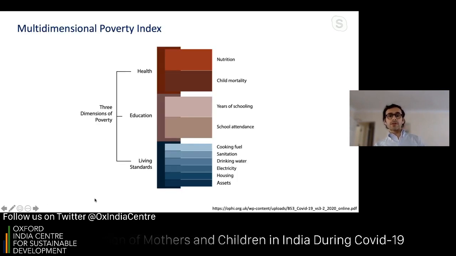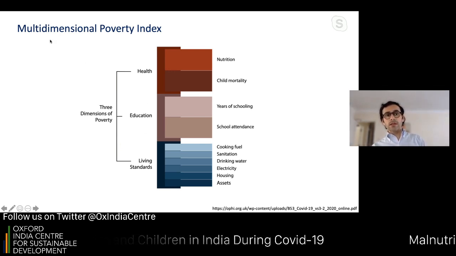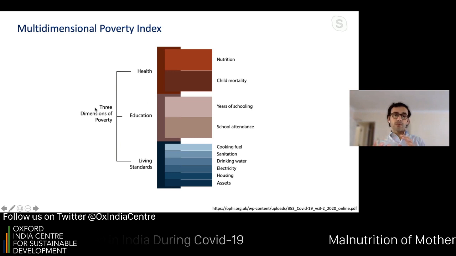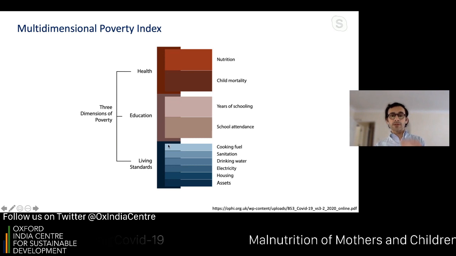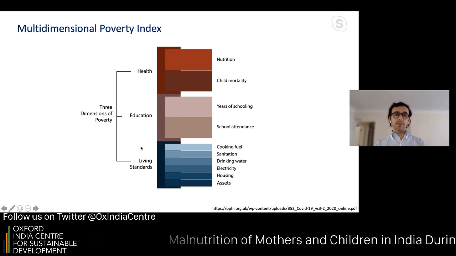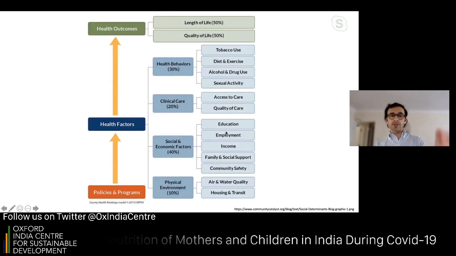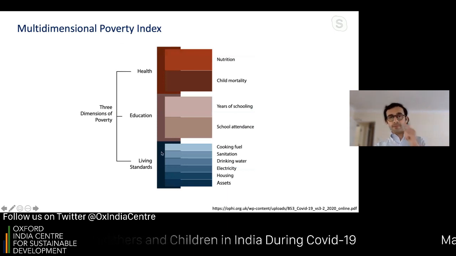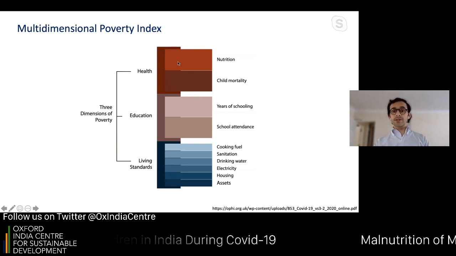And if we take another look at this, this is created by OPHI, which is at the University of Oxford, and they created this multidimensional poverty index. Again, this is another way of visualizing this. You have these three broad dimensions of poverty: health, education, and living standards. You can see some overlaps between this and the other representation, because all three of these are also essential in this other conceptualization. You also have education and employment and other living standards here as well. But from a poverty perspective, nutrition is actually quite essential.